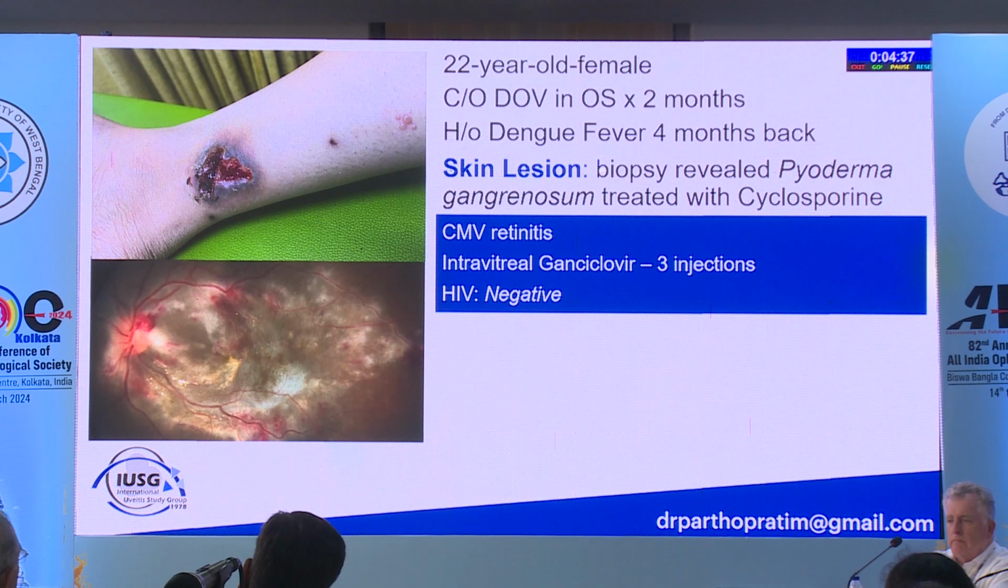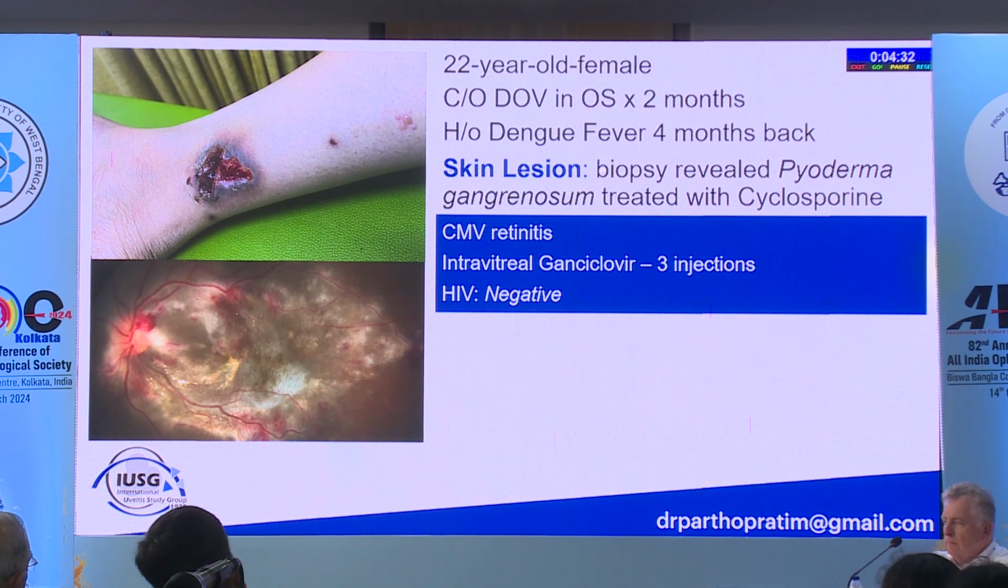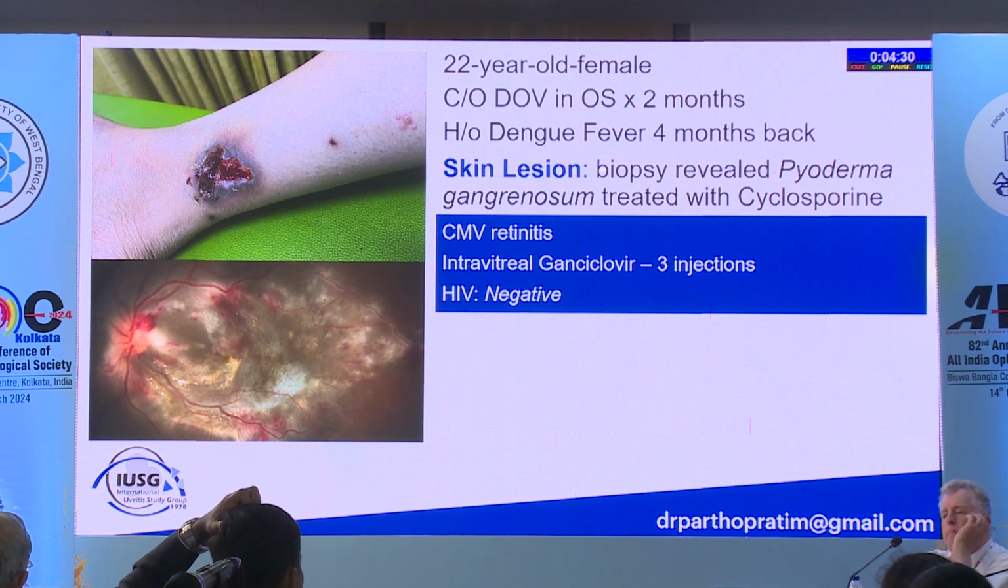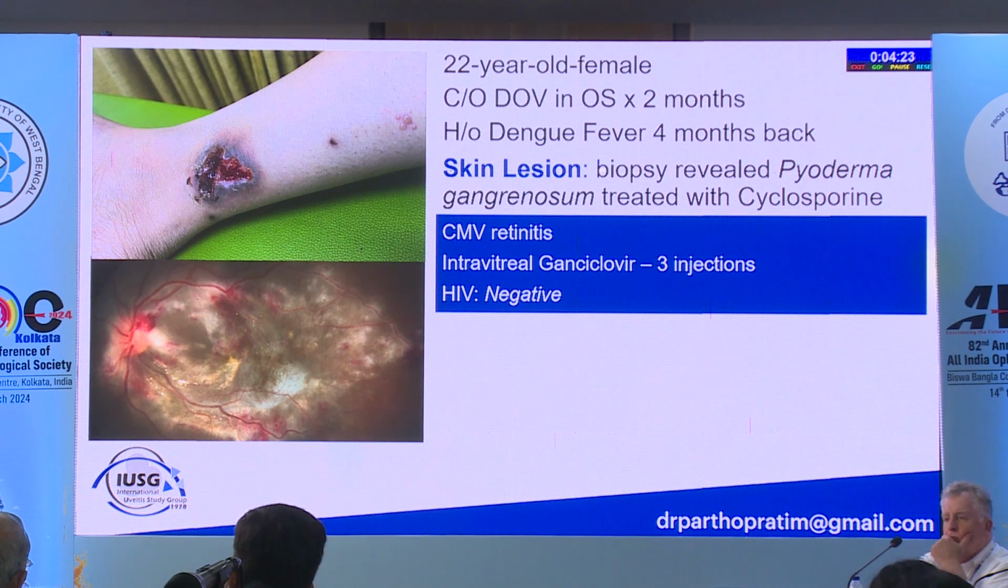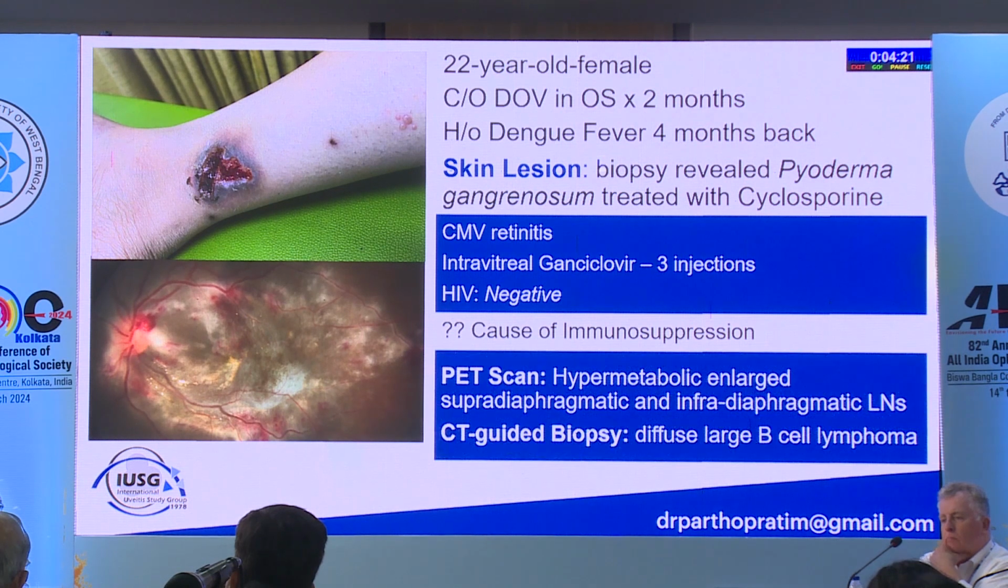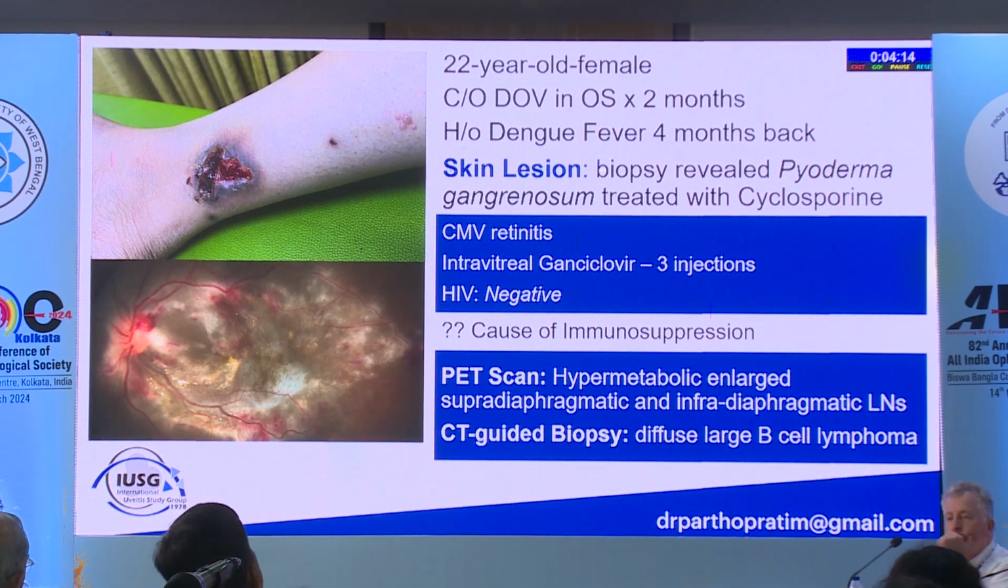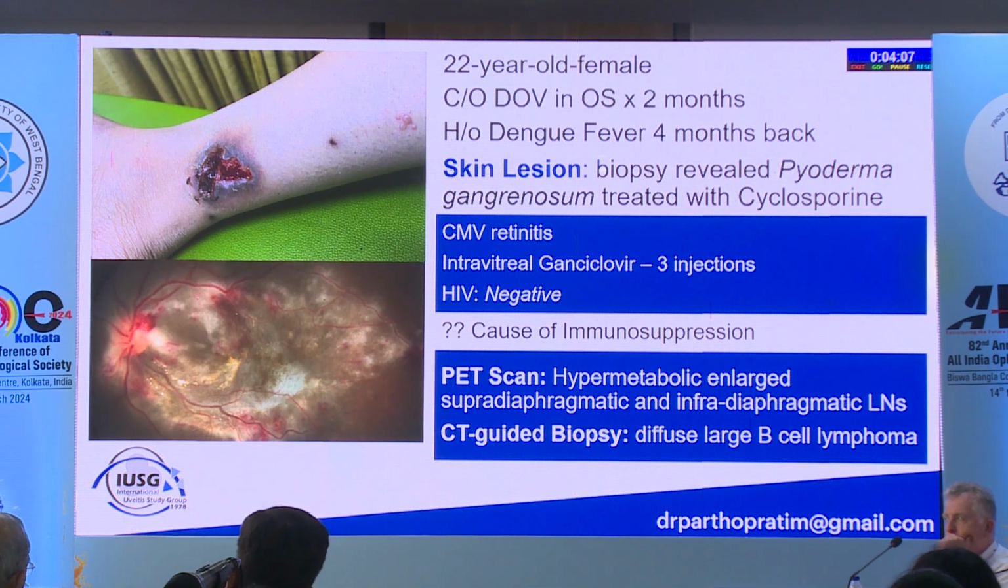I was desperate to find out why it happened, so I sent the patient to an infectious disease specialist. The infectious disease specialist called me and told me that he couldn't find anything, so let's do a PET scan. So I ordered a PET scan and sent the patient back, and later we realized that the PET scan showed hypermetabolic enlarged supraclavicular lymph nodes, and a CT guided biopsy found that it was a case of diffuse large B-cell lymphoma. So sometimes CMV retinitis can be a presentation of this kind of condition, which you should keep in mind.